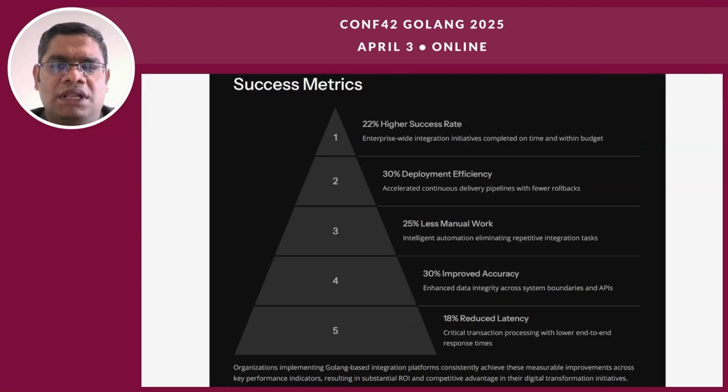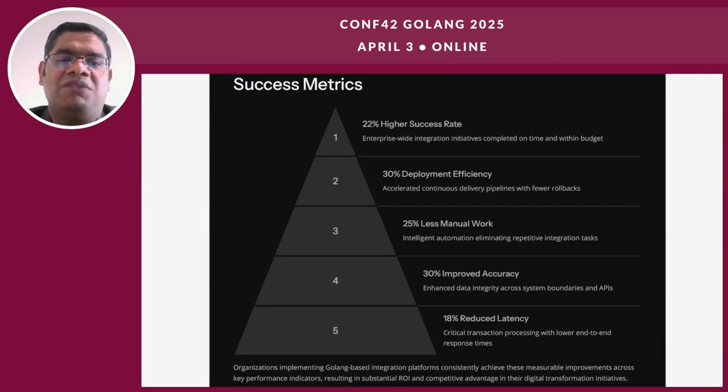Okay, what are the success metrics? We saw a 22% higher success rate in the enterprise integration initiatives that we completed, mostly on time and within budget. 30% deployment efficiency: it accelerates continuous delivery pipelines with fewer roadblocks. 25% less manual work: intelligent automation eliminates repetitive integration tasks, which reduces your manual work by 25%.